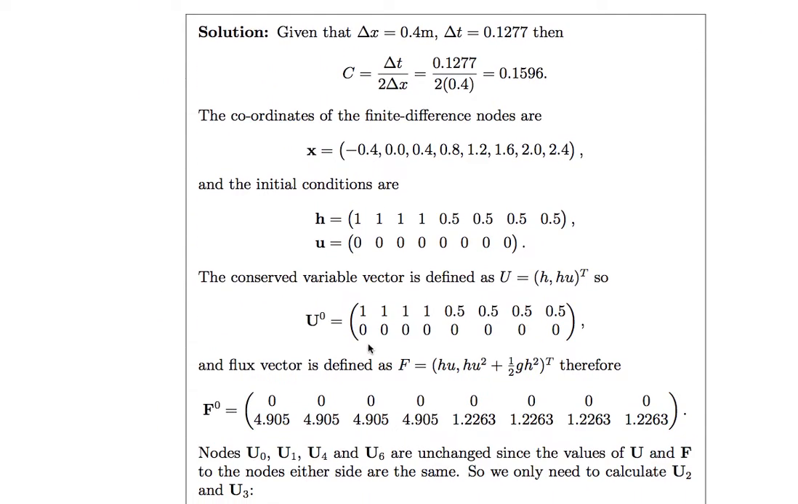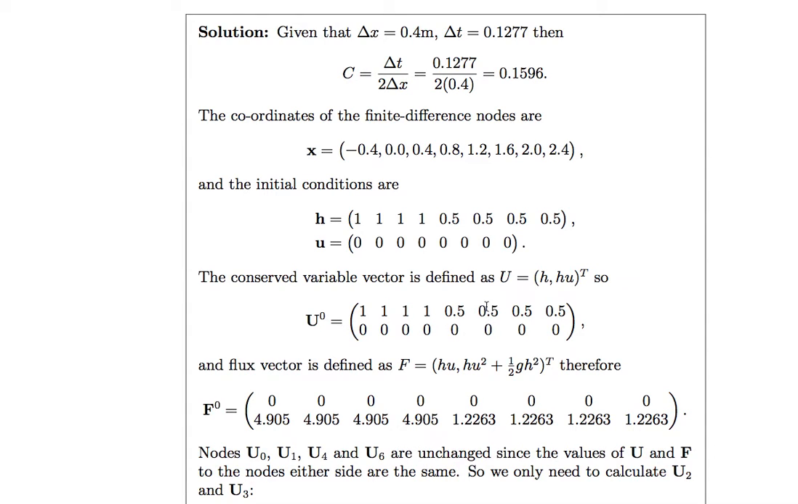Okay, so for example, for the first computational node, I'm going to use the nodes either side. Now, if the nodes either side have the same value, this isn't going to change. So the only nodes which are going to change are this node here, which is node 2, because if I just talk through the node numbering, that's going to be node -1, node 0, node 1, node 2. Okay, so that value of the node is going to change because the values either side are different. Likewise, node 3 is going to change because the values either side are different.